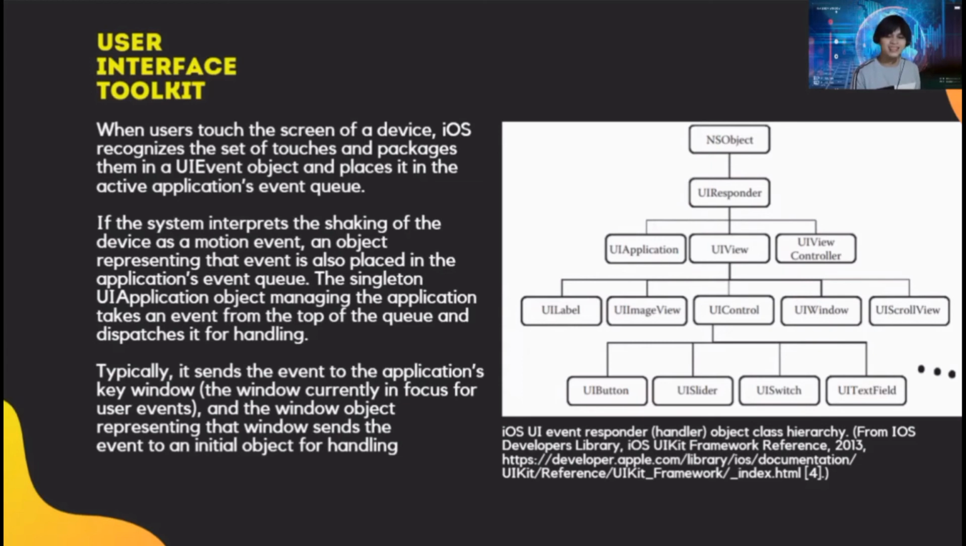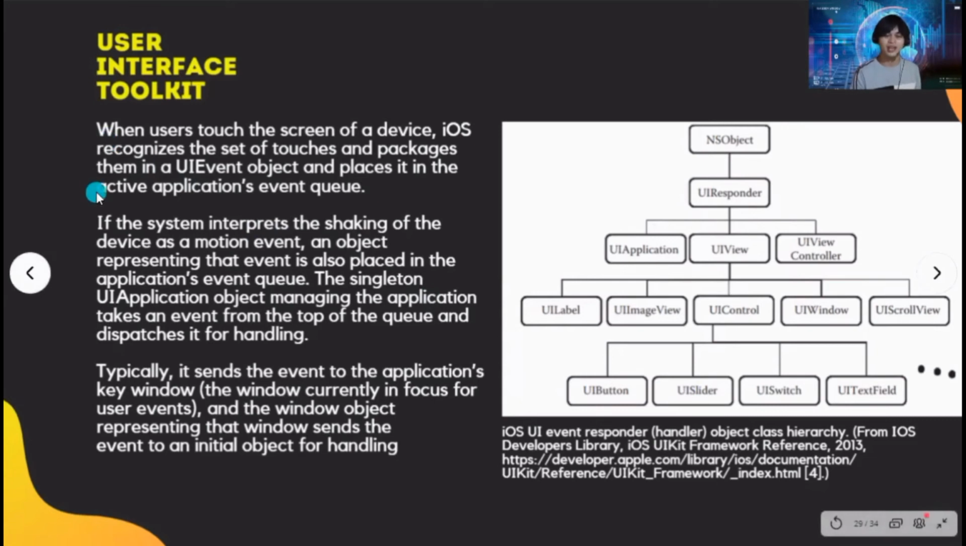Typically, it sends the event to the application's key window, the window currently in focus for user events, and the window object representing that window sends the event to an initial object for handling. Okay, so that is how it can happen. If you did not understand, then go back to here.